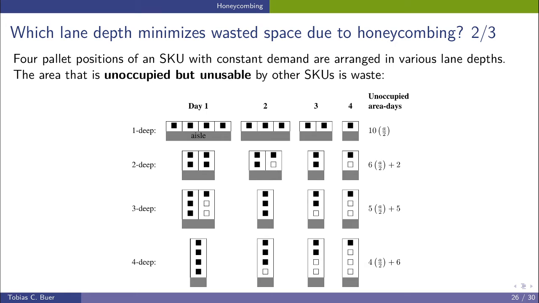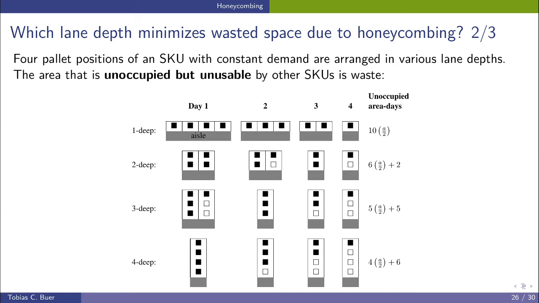Now let's repeat the exercise for the 3 deep case. For the 3 deep case we have 5 lanes in total in use. So we have 5 times A over 2 as wasted aisle space, and there are overall 5 empty slots. So the formula for the 3 deep lane to reflect the unoccupied area is 5 times A over 2 plus 5.